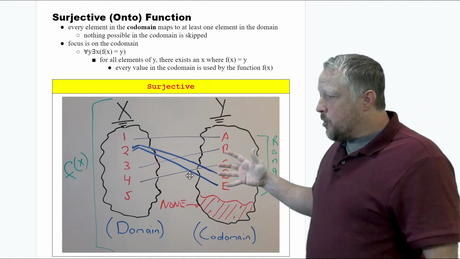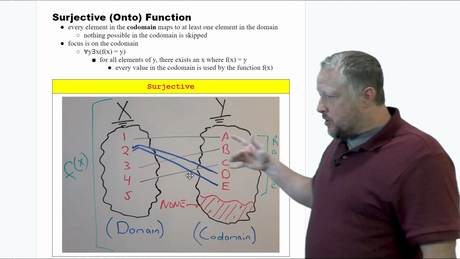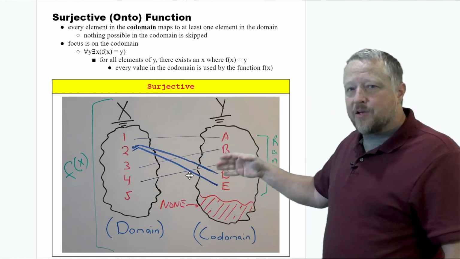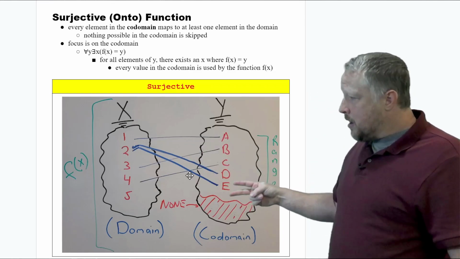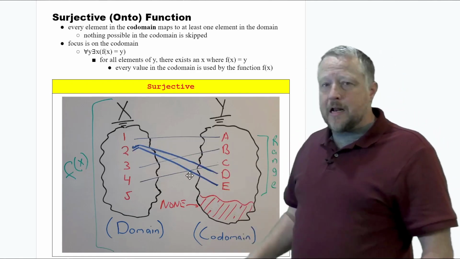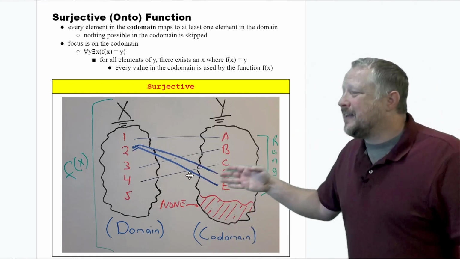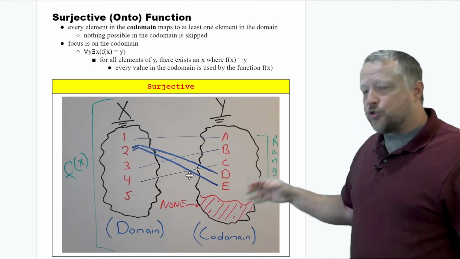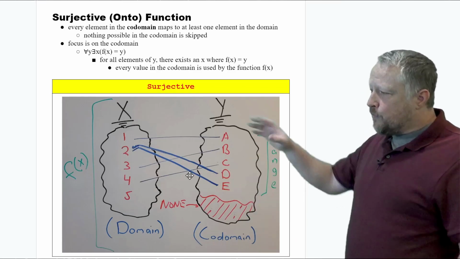And again, notice that as long as there's a match and everyone has a mapping to it, we're in good shape. Now, by the way, look at D and E. Both of them ended up at 2. Fine, but at least both of them are being used. There's nobody left behind for an onto function.